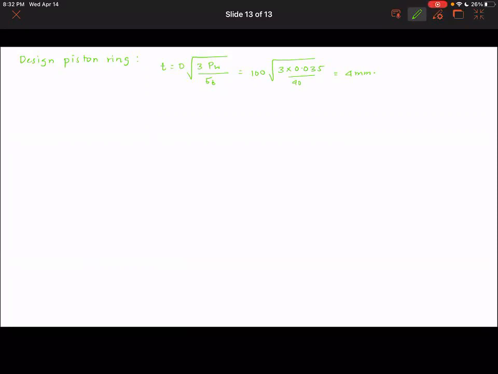And once you find out the value of T, which is the radial, you can find out TA, which is 0.7 times TR, and then other dimensions can be determined from empirical dimensions. Next thing is design of piston barrel. And these are from empirical dimensions. So a word of caution.